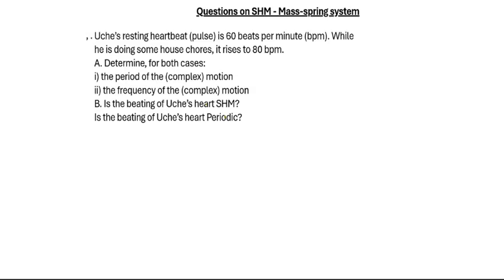And here they said the resting heartbeat is 60 beats per minute, and we know that beats per minute is talking about frequency, because I said in my last video that frequency is the number of oscillations over time, and time should be in seconds. The SI unit of time is seconds, while the number of oscillations does not have any unit. Therefore, we say that the unit of frequency is per second, or we say it is measured in hertz.